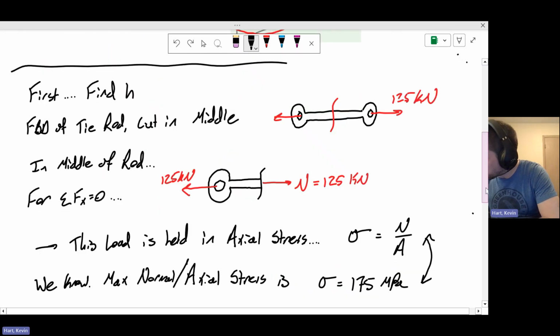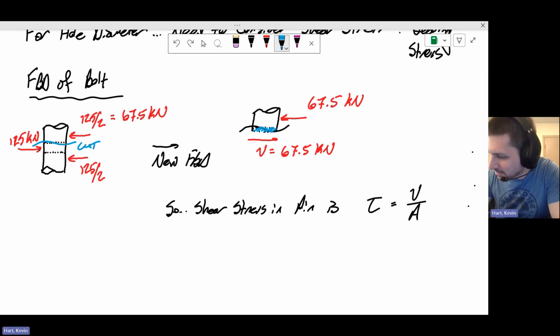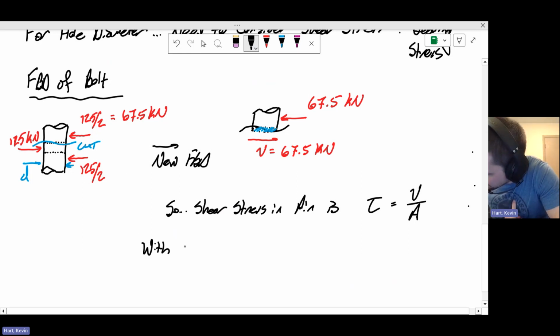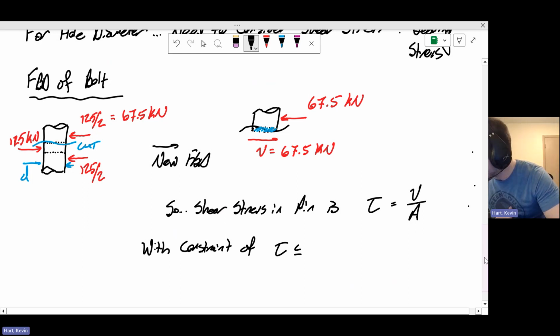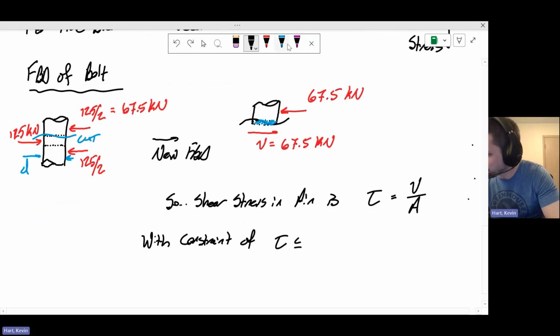Okay, so we can use the variable d as the diameter, which influences the area here of the pin, right? And so if we say that this pin has a cross section or a diameter of d, then the cross-sectional area of the pin is just pi d squared on 4, or pi r squared, however you want to think about it. And with the constraint of the shear stress must be less than or equal to the maximum allowable, which here we're told that the maximum shear stress allowable is 100 MPa. So I'll just say that it's going to be equal to 100 MPa.